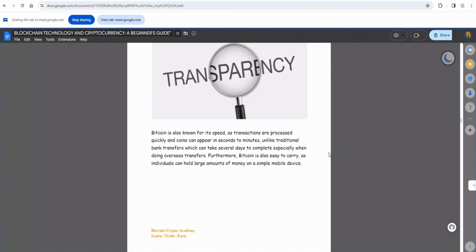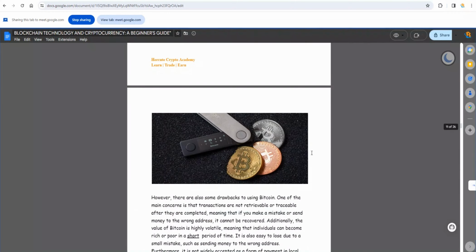Furthermore, Bitcoin is also easy to carry, as individuals can hold large amounts of money on a simple mobile device or a hardware wallet like this one here. It's called a Ledger, and in the near future, I would recommend everyone to get one. Okay, it goes for less than $150.